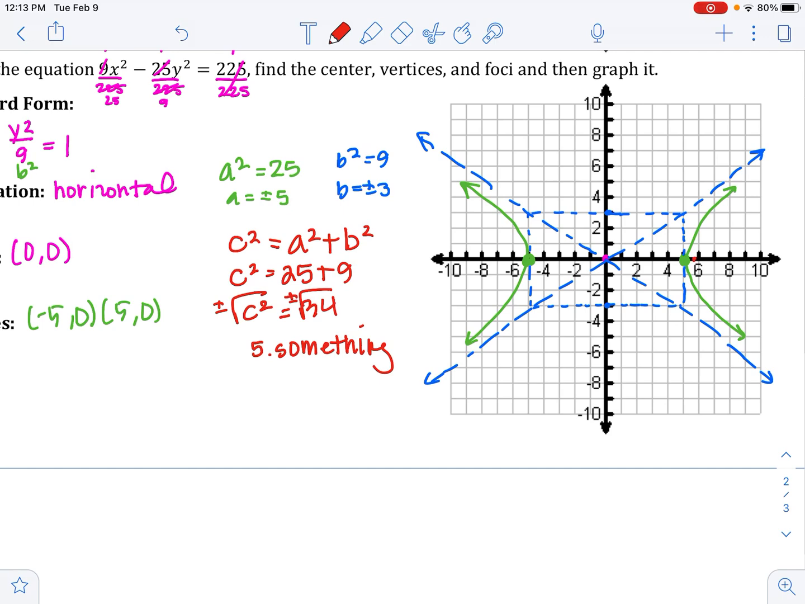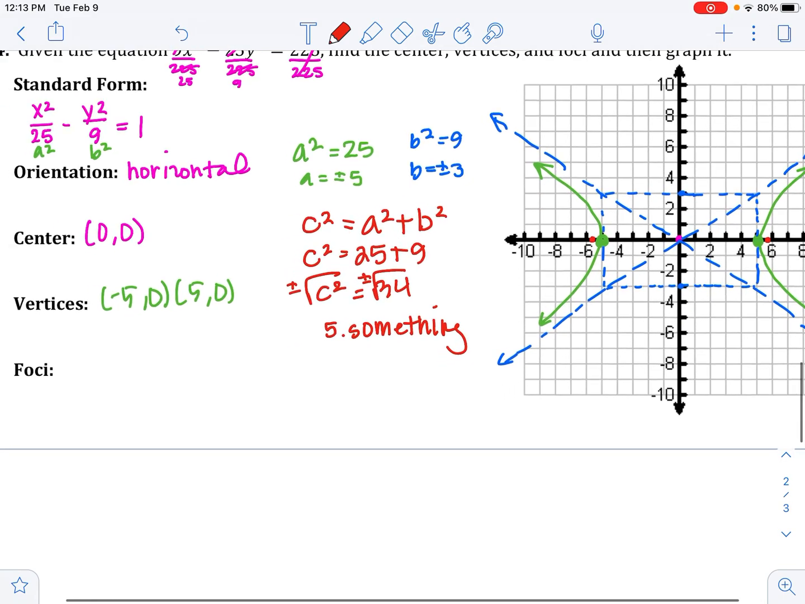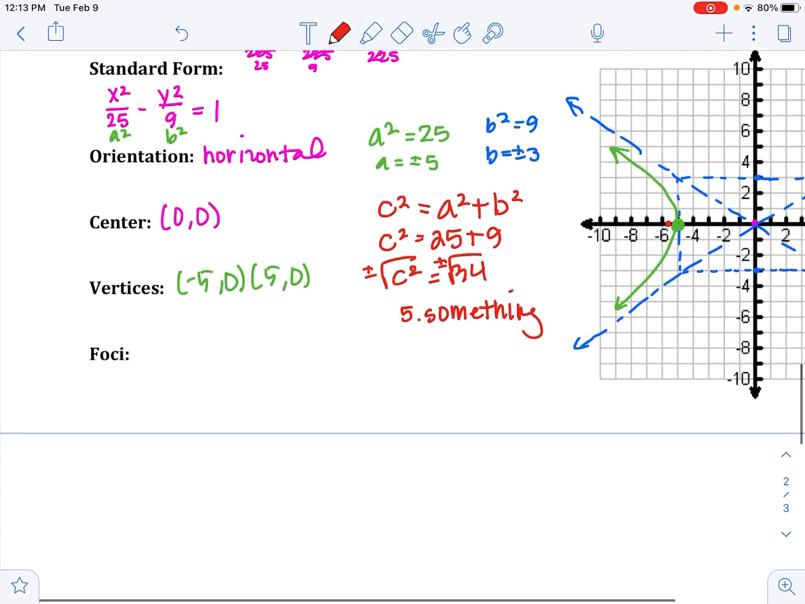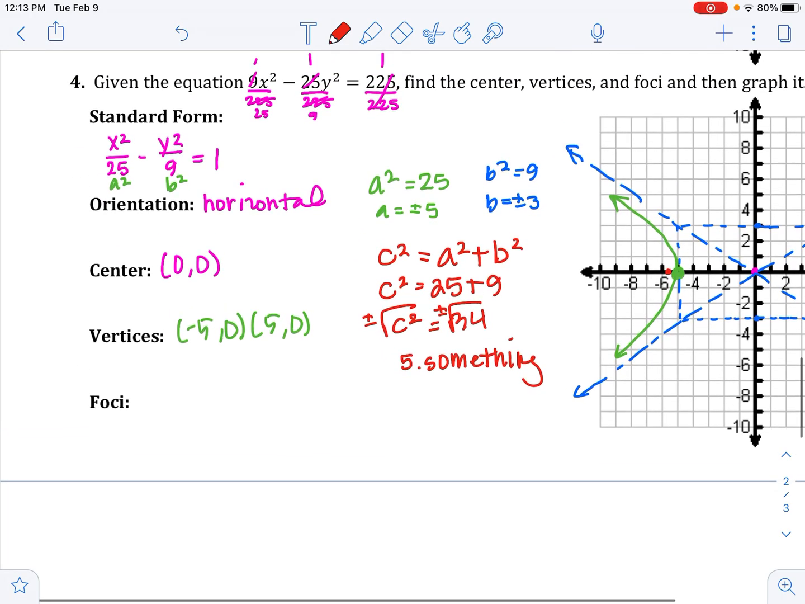So I'm going to go back to my center. It's horizontal, so I'm going to go right 5 and a little bit more. Go back to my center. Go left 5 and a little bit more. And that's where your foci are. Once again, they're floating in between 2 values, so I can't estimate. I'm going to use my center for help. So from my x value of 0, I went left and right root 34. I did not move up or down. Now you can also realize that you don't need the 0 right here because 0 plus root 34 and 0 minus root 34 are root 34 and negative root 34.